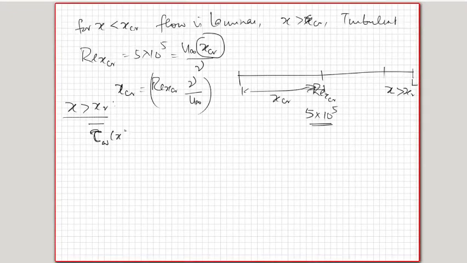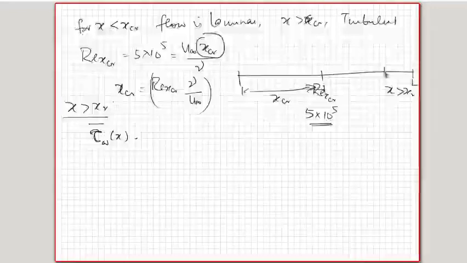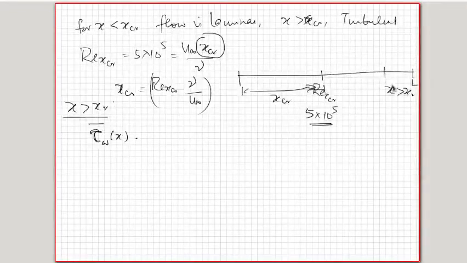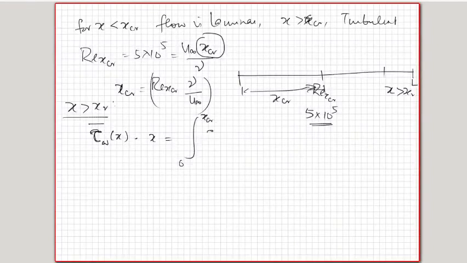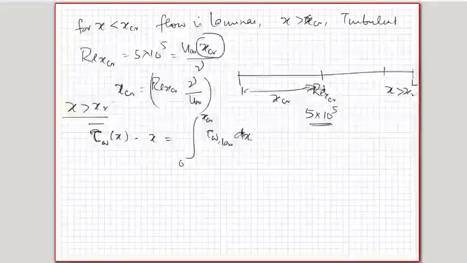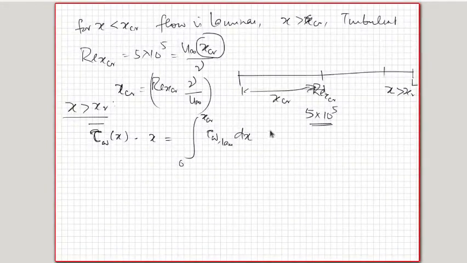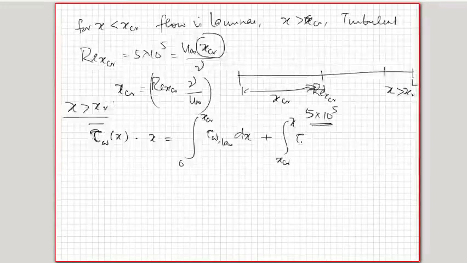So tau wall bar of X multiplied by the area of the plate. If I take the plate to be unit depth, as in the plane perpendicular to the paper, then this area is equal to 1 multiplied by X, which is X. This is equal to the integral from 0 to X critical of tau wall laminar dx. Again, dx is unit width times dx, so this is the area, and plus from X critical to X, it is tau wall turbulent dx.